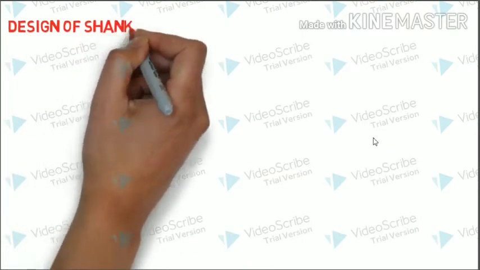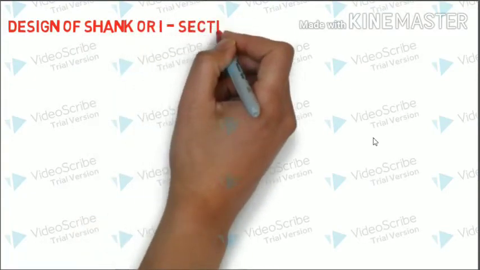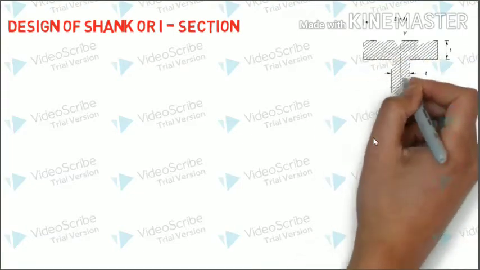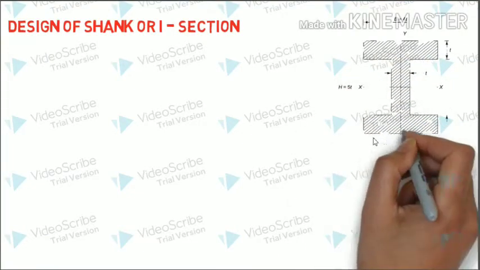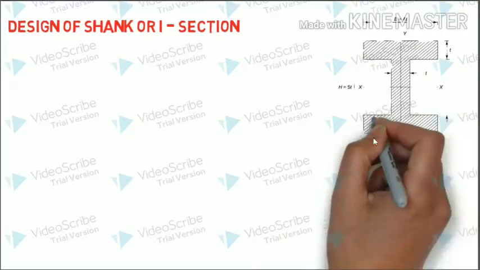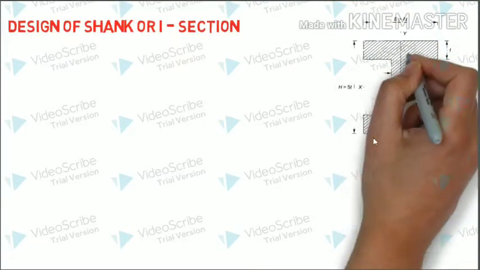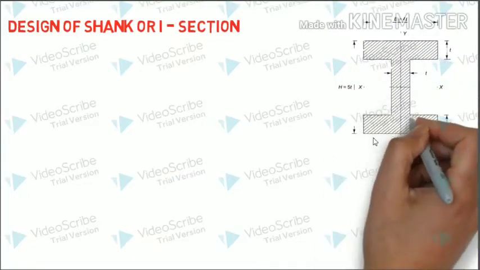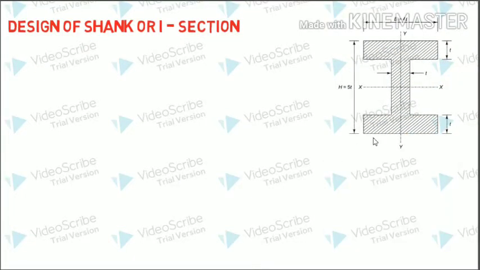So let us go into detail, starting the journey with the design of the shank or I section. As we have already seen from the previous lecture, we have an I section. The I section has standard dimensions, T being the thickness, and all other dimensions are designed with respect to the basic thickness T. The width B being 4T and the height being 5T. So once the thickness T is found, the other dimensions can be found very easily.